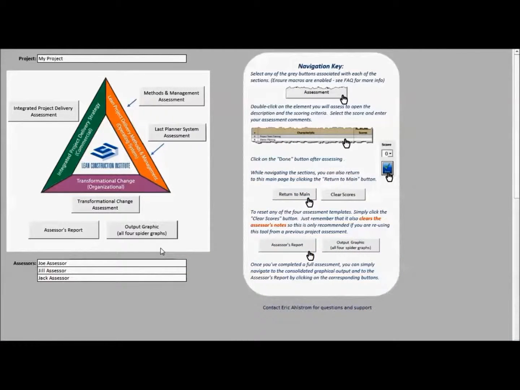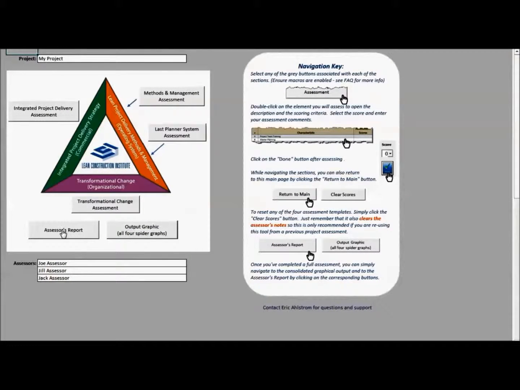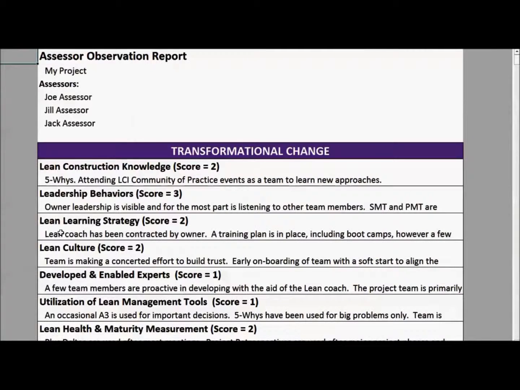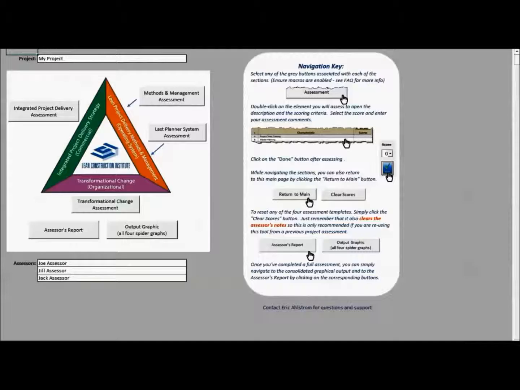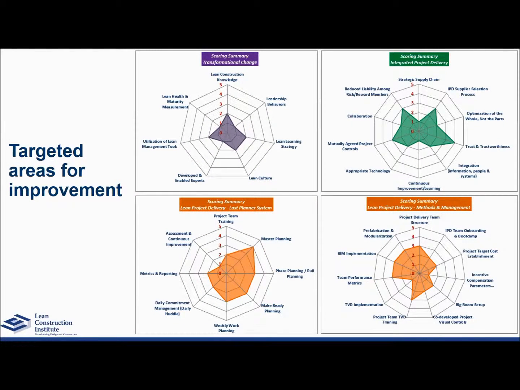Once all the elements are assessed and scored, it is time to look at the results. Click on the Output Graphic button to show the graphs. Click on the Assessor's Report button to access all the notes in a report format. There is also a high-level summary tab showing a composite of all the categories. Using the graphs, you can visually select the elements your team would like to target for improvement.